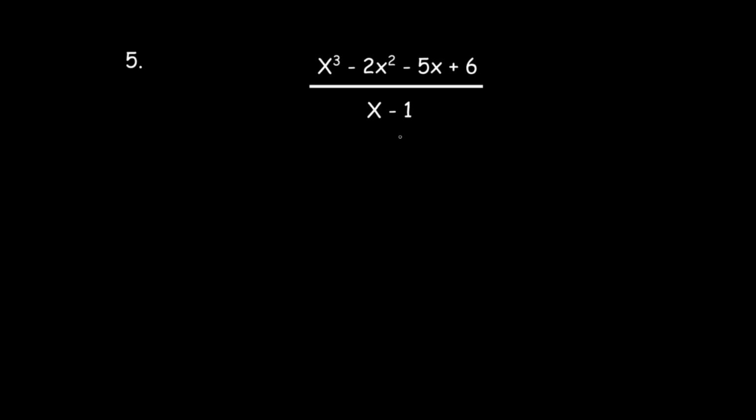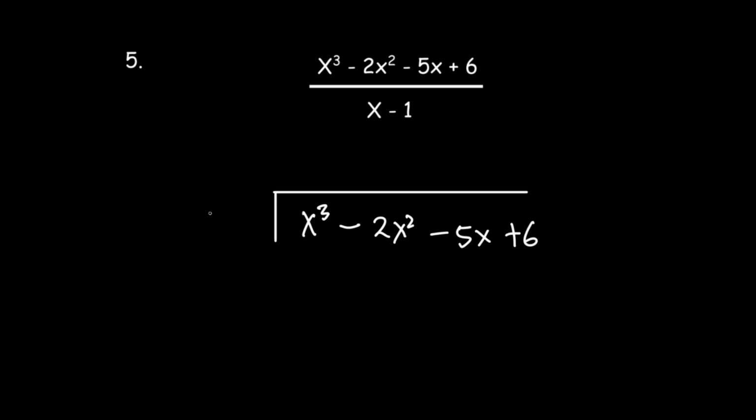All right, so this is what we have, and this time around you notice that we have a cubic expression on the numerator side. So in this case, again, the procedure is still the same. So I'm just going to put the division bar real quick like this, and as always, the numerator will be on the inside. So x cubed minus 2x squared minus 5x plus 6. Then we have x minus 1 on the outside.